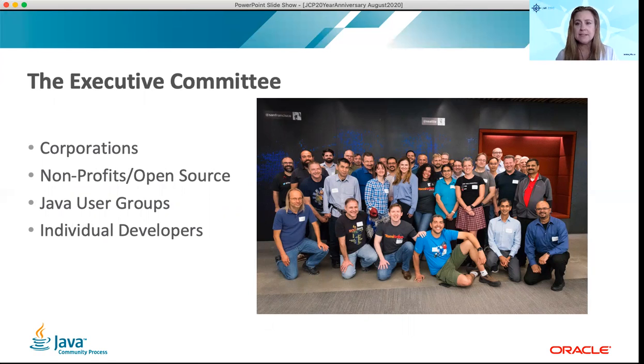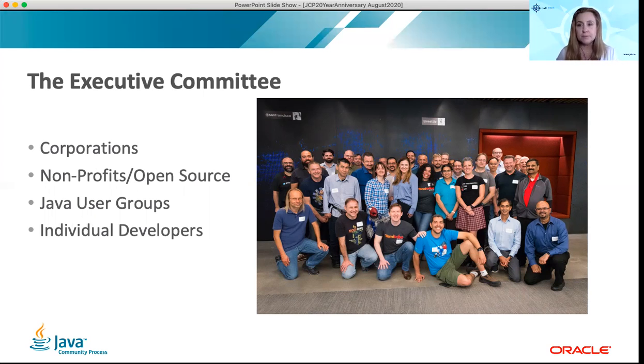And we have a balance of executive committee members as well. So here we probably have more than 20 people because sometimes an EC member will send multiple representatives. But we have a balance in the executive committee as well, where we see not only companies who are participating as an executive committee member, but also nonprofit and open source groups, Java user groups, and individual developers.